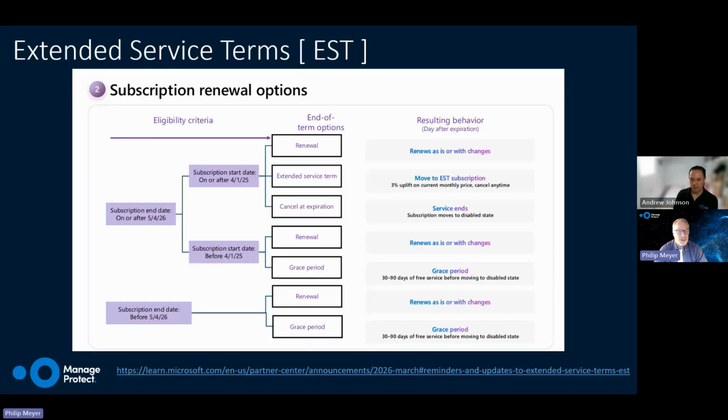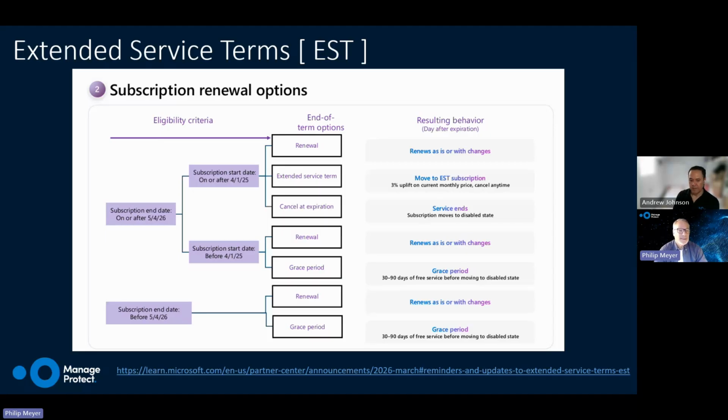If you go right to the bottom of the slide you see, in the old days, it was, yes, renew is without change, that's consistent. But we had that grace period of a number of days where administrators were still able to access resources in that disabled state. Now, if they want to access those resources, they're in extended service term. There's a payment for those users on a monthly basis with a 3% uplift in that.